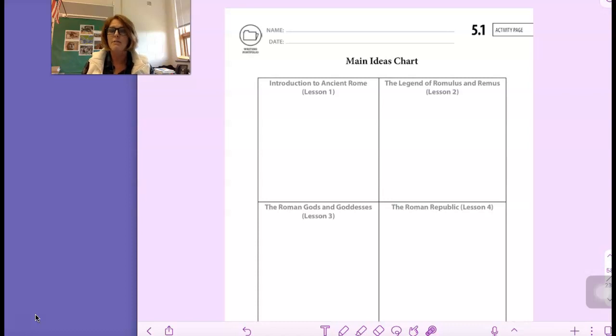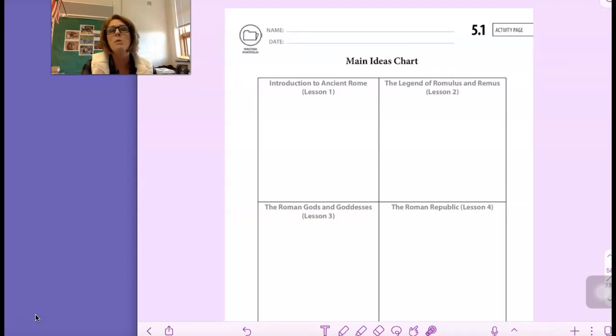Actually, lesson 4 is going to be from your read aloud about the Roman Republic and the government that we just did. Okay, so that's more of a read aloud. So you can refer back to your lesson 4 pages in your activity book for that. So what I'm going to do, I'm going to assign each of you a different lesson. So you're not doing all of them.